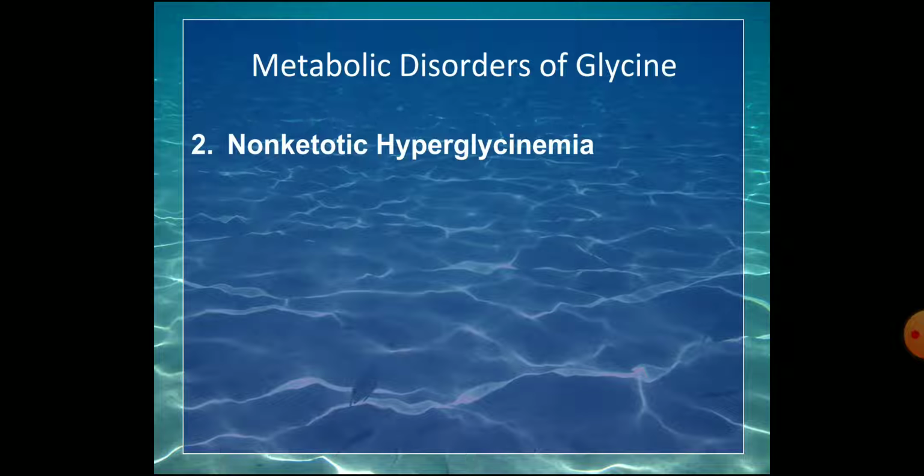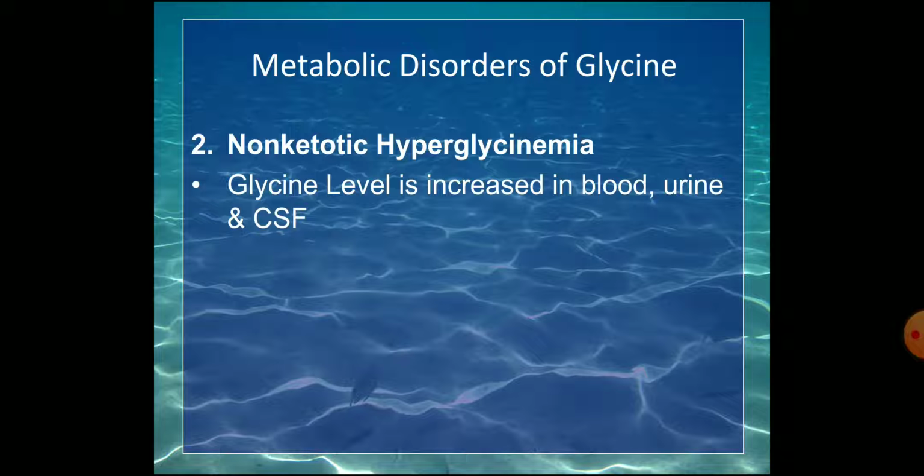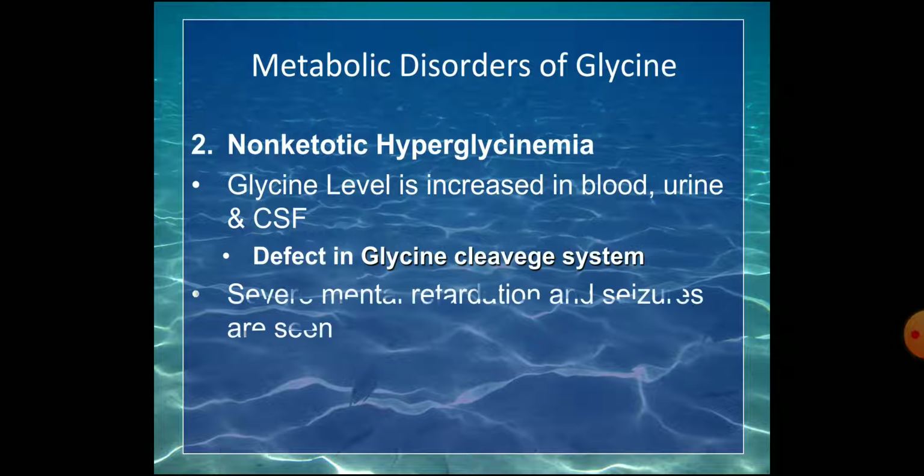Then the second disorder is non-ketotic hyperglycinemia. Hyperglycinemia means glycine level will be high in the blood. So glycine level is increased in the blood, urine and the CSF. And the defect is in the glycine cleavage system. What is the glycine cleavage system? It is a catabolic enzyme system. The glycine cleavage multi-enzyme system is involved in the catabolism of glycine to carbon dioxide and ammonia. So if there is any defect, the level of glycine in the blood, urine and CSF will be increased.